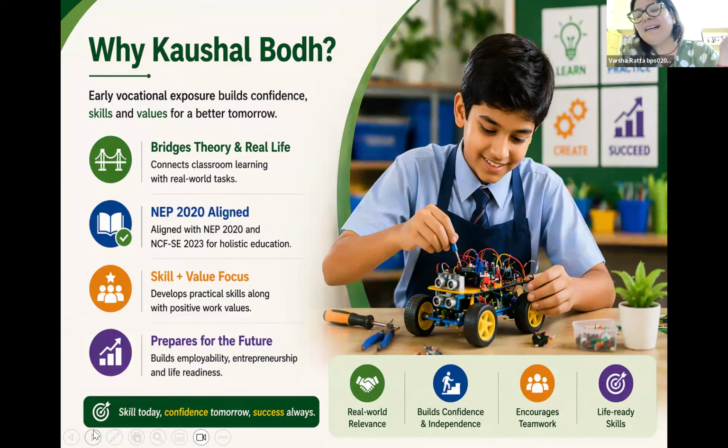So, let's talk. It is very important to understand that this initiative which has been taken will bridge the gap between theory and real life.